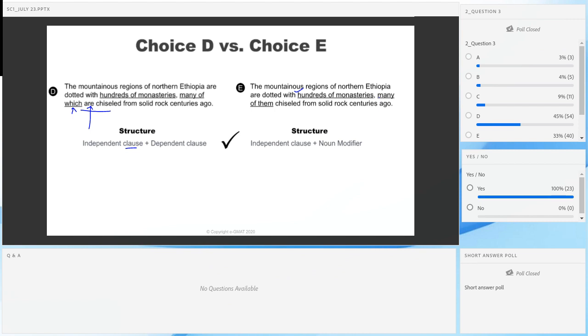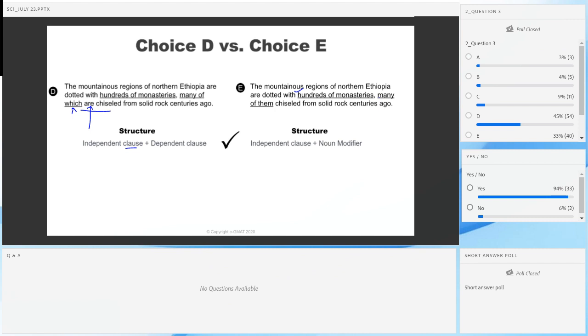You should not have any more questions about "many of which" and "many of them" because, again, I've just explained it to you. Okay, no questions of preference. This could be another question: if we have both... First of all, you will not see "many of which were chiseled" and "many of them chiseled" together in the same question, because they both are correct. They both are equally correct in terms of logic and in terms of grammar.